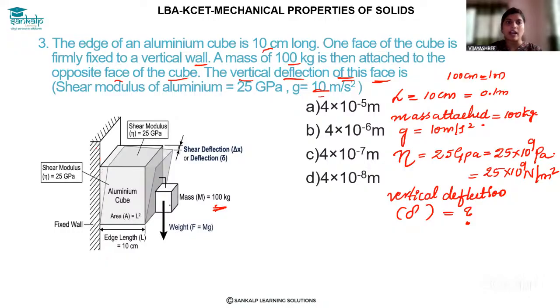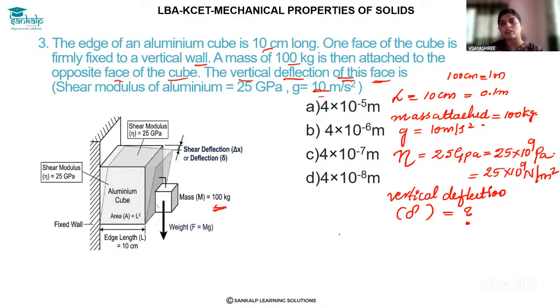Then 100 kg mass is attached to the opposite face like this. It undergoes deformation or it suffers strain. So we need to calculate the vertical deflection, that is, how much it deflects vertically. Right, so let us try to find out.